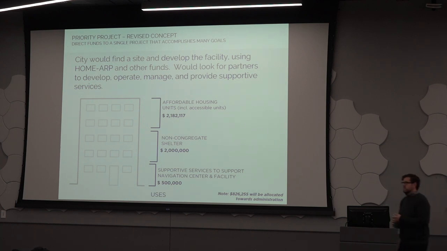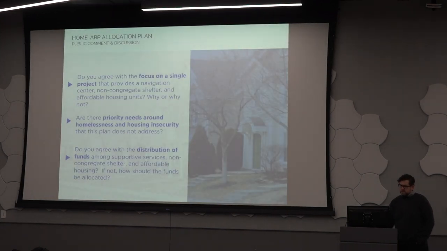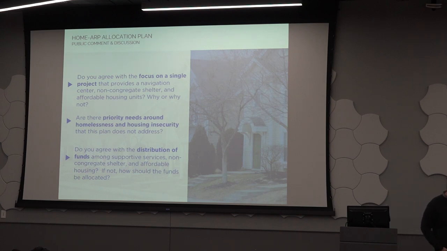Okay, so we really want to have a discussion. The four of you are all on the hot seat, okay? For those of you who are part of the virtual, we're going to continue with asking the same questions and having some deeper dive conversations on really getting your perspectives on what's been proposed and what this will look like moving forward. The first thing we want to draw out is, do you agree with the focus on a single project that provides a navigation center, non-congregate shelter, and affordable housing units? And why, if you do, or why not, if you do not?